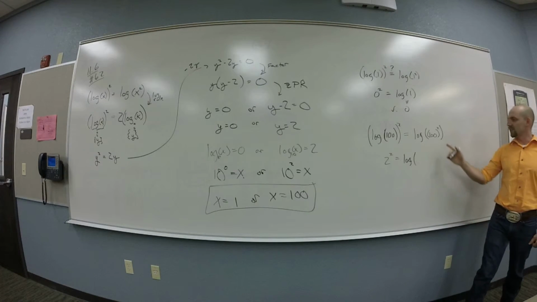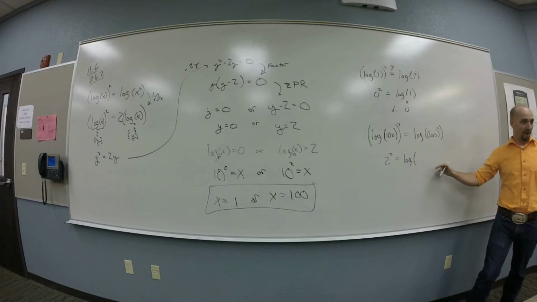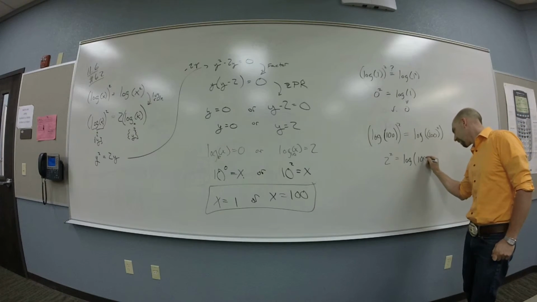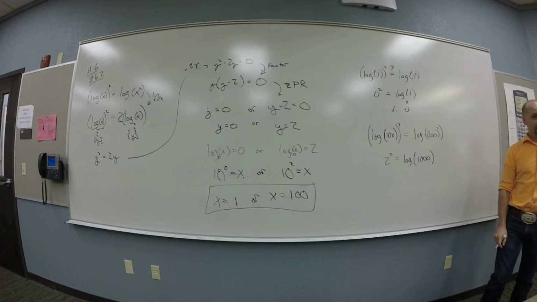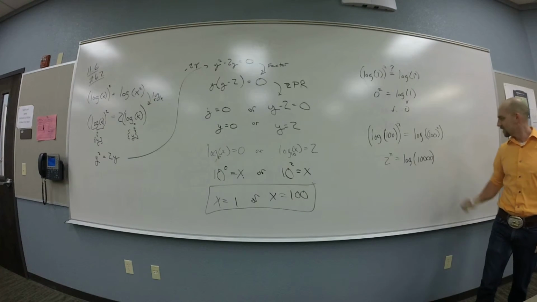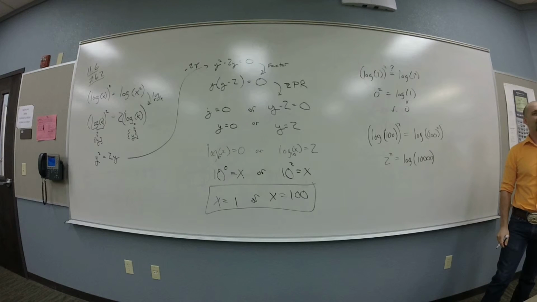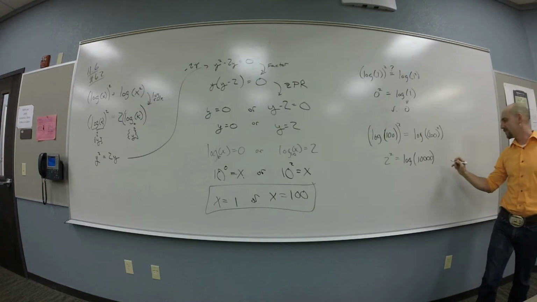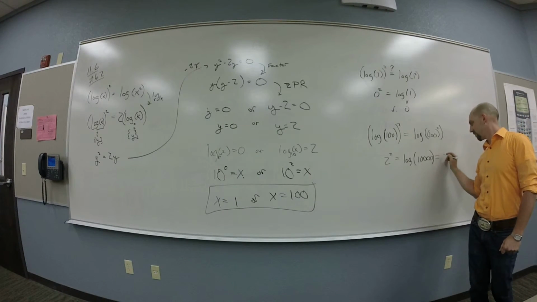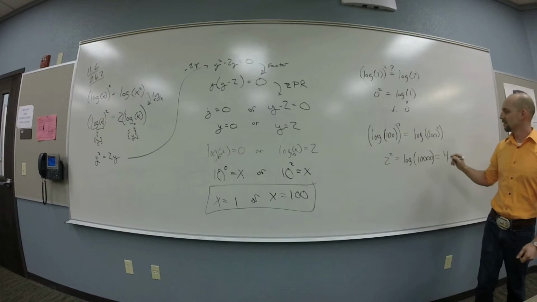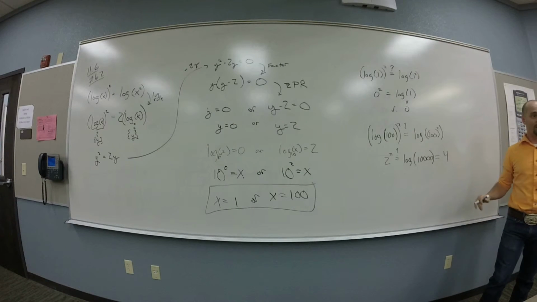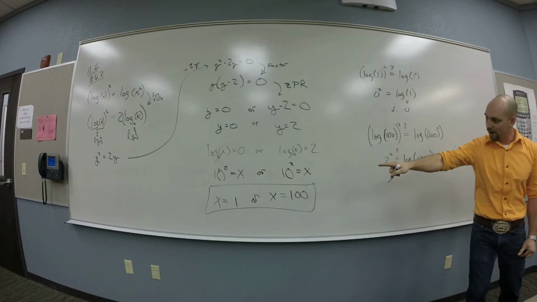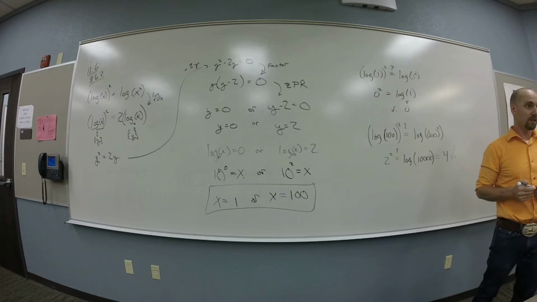10,000. This has 2 zeros, this should have 4, right? Twice as many. I'm missing one, thanks. And log of 10,000 is 4. Oops, I was wondering, but now I'm not. So I got my two solutions. They're x is 1 or x is 100.